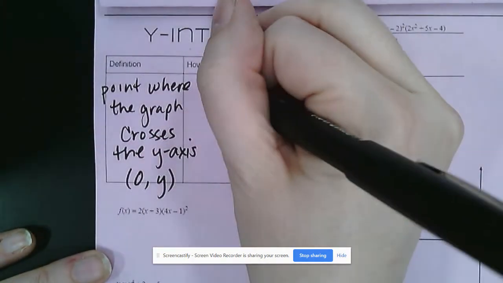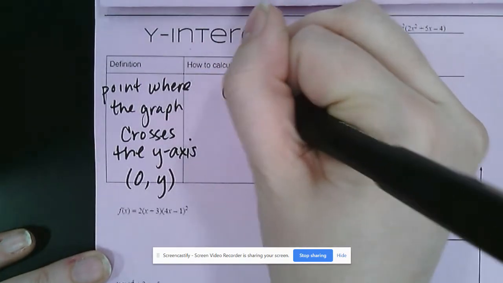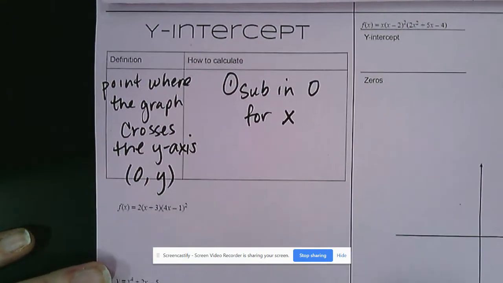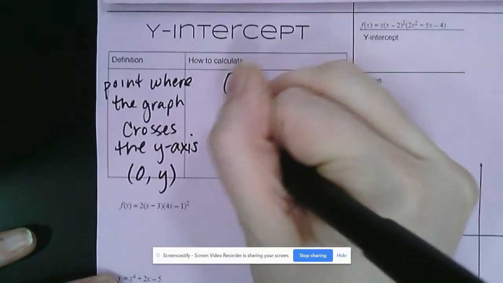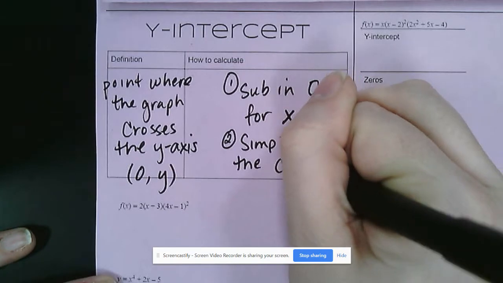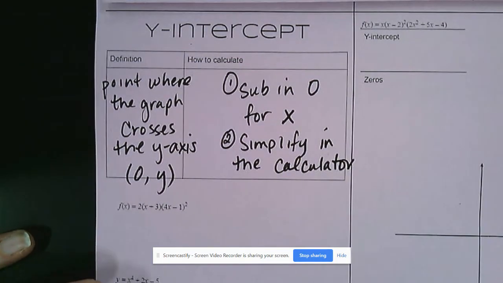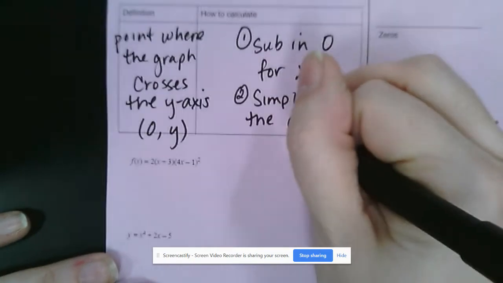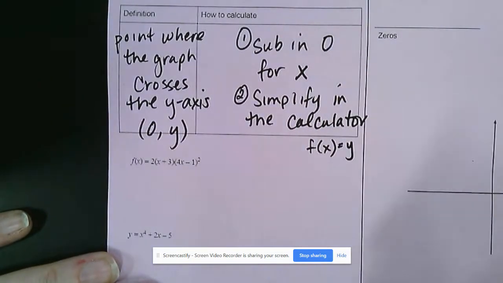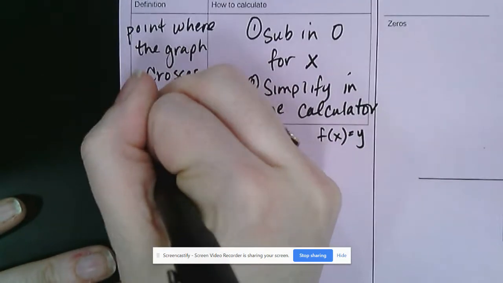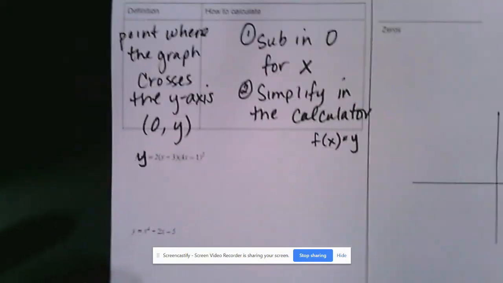So when we have an equation, to get that, the first thing you're going to do is sub in 0 for x. So everywhere you see an x, you're going to put a 0. Then you're going to simplify it in the calculator. Please, there's no need for mental math. We want to make sure this is actually accurate, so please use your calculator. And one more reminder, just that f of x and y are the same thing for our purposes. So even if you see an equation like this one where it says f of x, really it's just a y. So if you want to replace that with a y, that's fine.